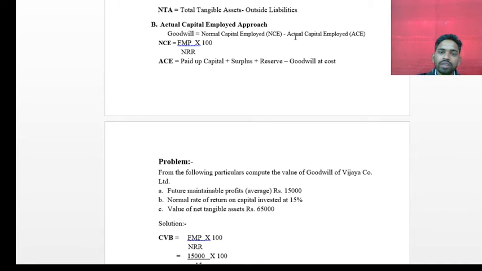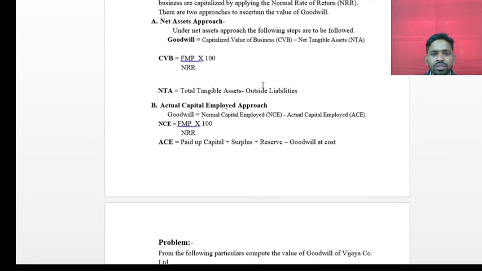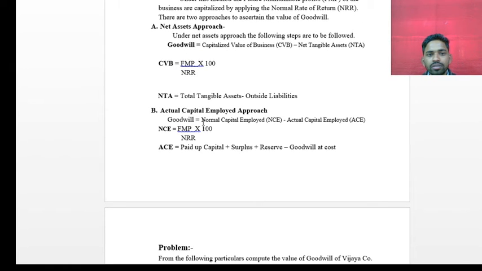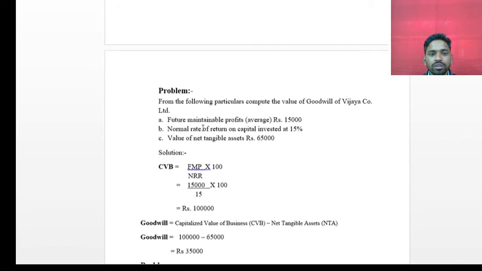And how to calculate the actual capital employed? Paid up capital plus reserves and surplus minus goodwill at cost. Like this we ascertain the ACE, the actual capital employed. Just try to understand these concepts, and on this we will solve the problem.